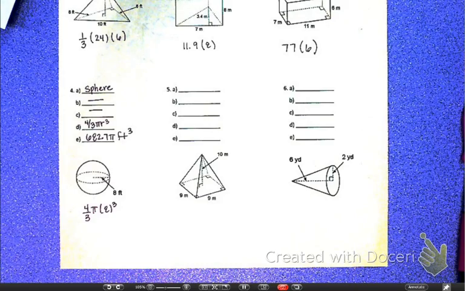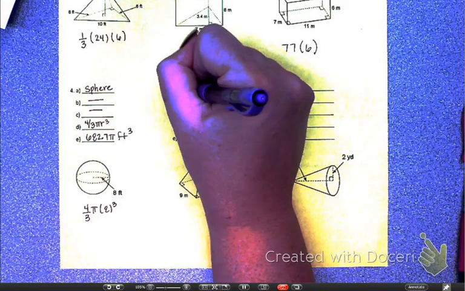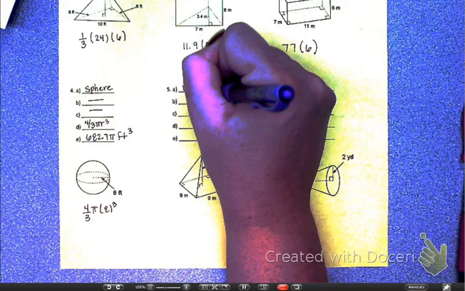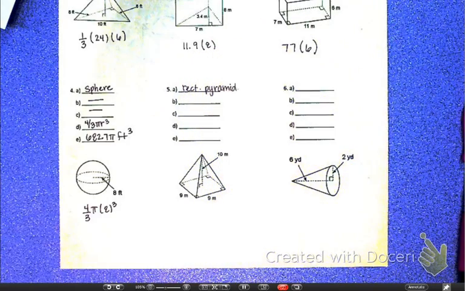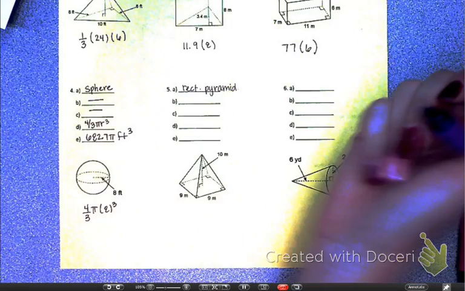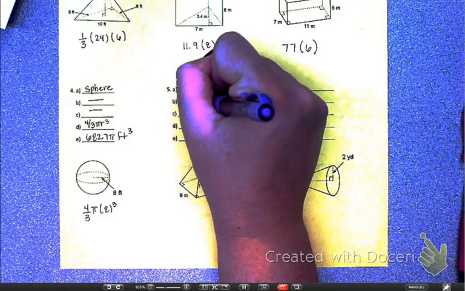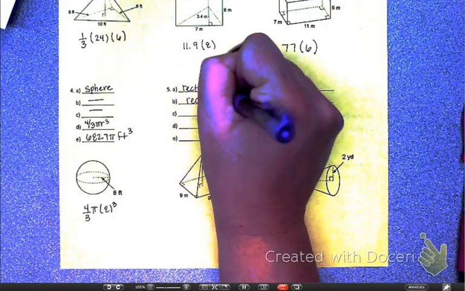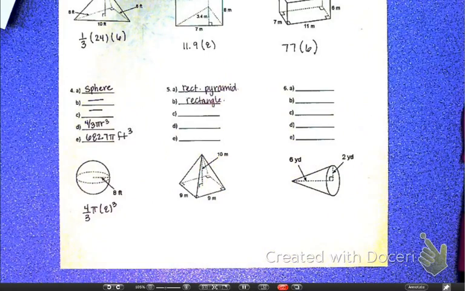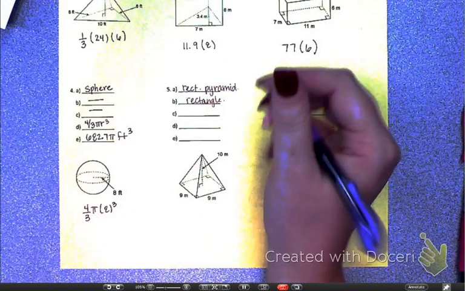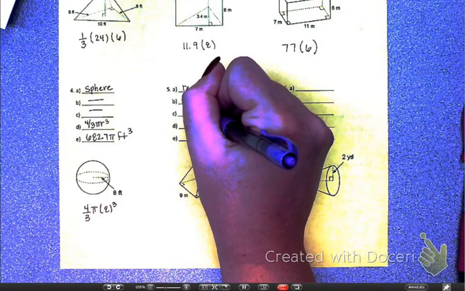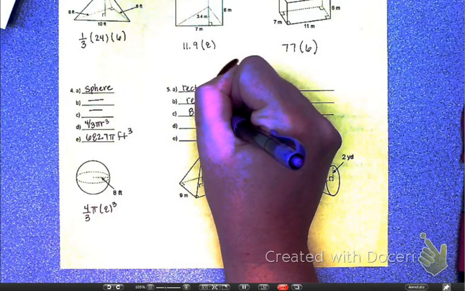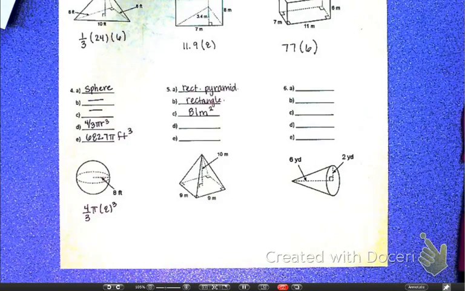Number 5, I have a rectangular pyramid. If you put square pyramid, that's fine, but a square is a rectangle. The base is a square or rectangle. Either one is acceptable. I'm going to write rectangle just so it matches my pyramid. Area of the base? 81, 9 times 9, so 81 meters squared.